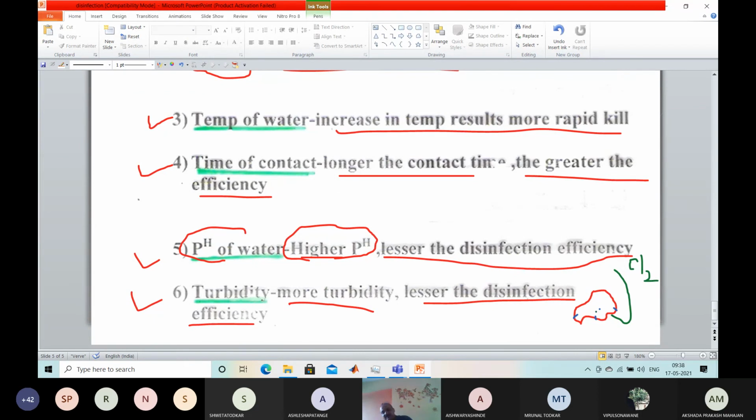The microorganism is going to remain as it is in this suspended particle. So more the turbidity, lesser the disinfection efficiency. So our aim is to minimize the turbidity before disinfection, and that's why we are applying the filtration unit.